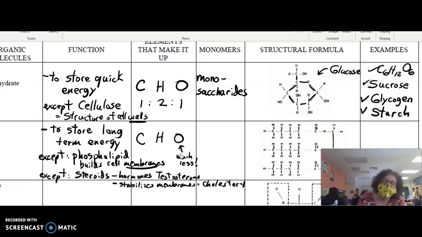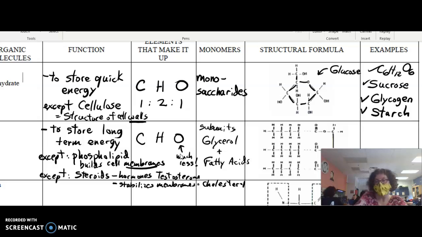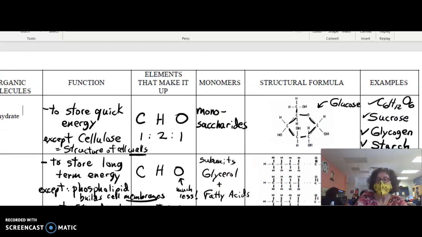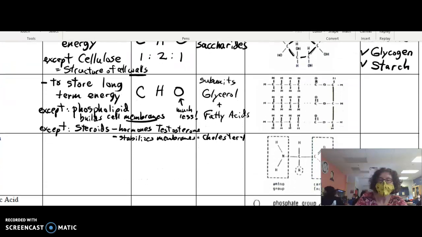There's not really monomers in lipid molecules, but there are subunits of fats. So I'll put that here. Subunits include a glycerol plus fatty acids, and those are the parts that make up fats. So now you know that. Okay, then I'm going to go over here and fill this last box in. Here we go.